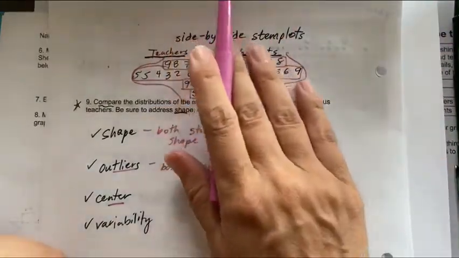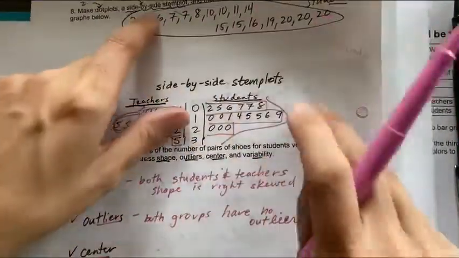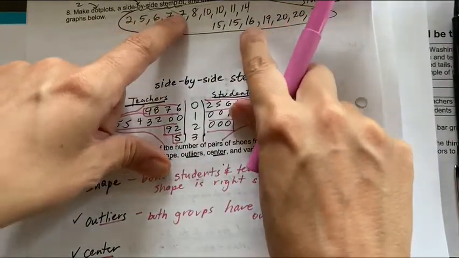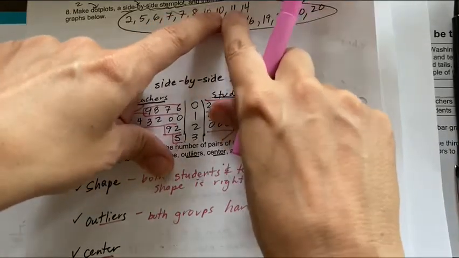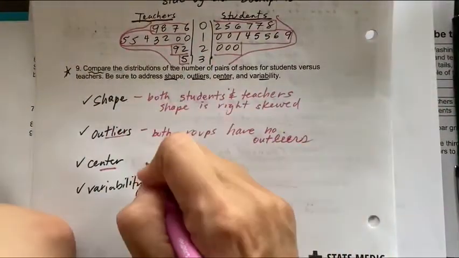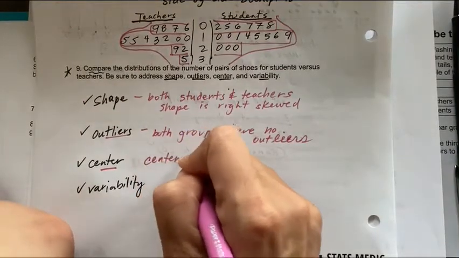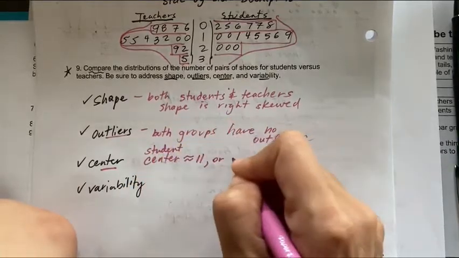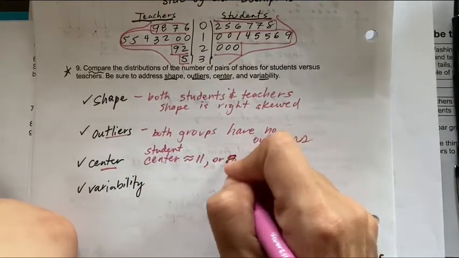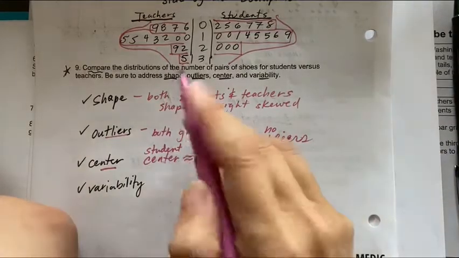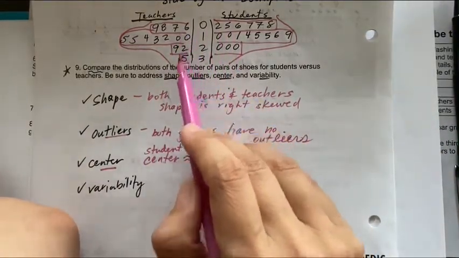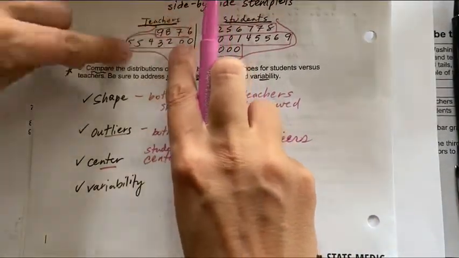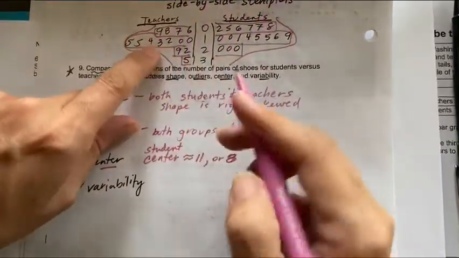Center. When I look at a measure of center, there's probably 3 or 4 ways to do this, but I can just look at the number in the center. If this was your student data, I could see 1, 2, 3, 4, 5, 6, 7, 8, 11 is in the middle. So for my student, the center is about 11 for one group, or I think we said more like between 7 and 10, so I'll say 8. My teacher center, working my way in, 1, 2, 3, 4, 5, 6, 7, would be somewhere between 13 and 14.